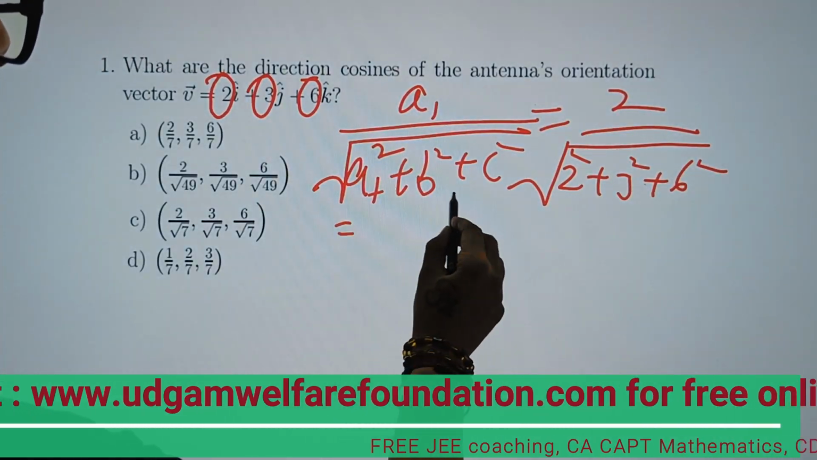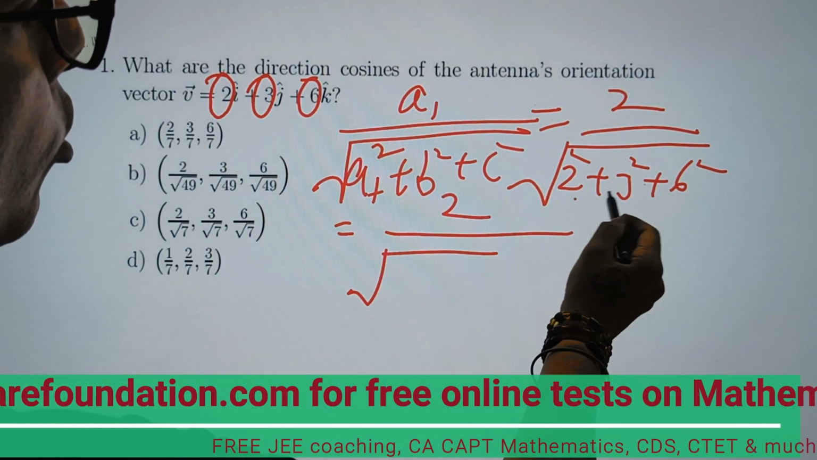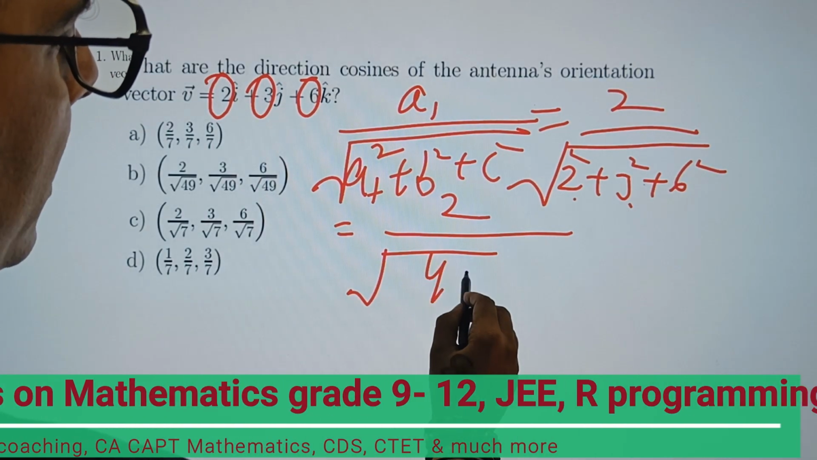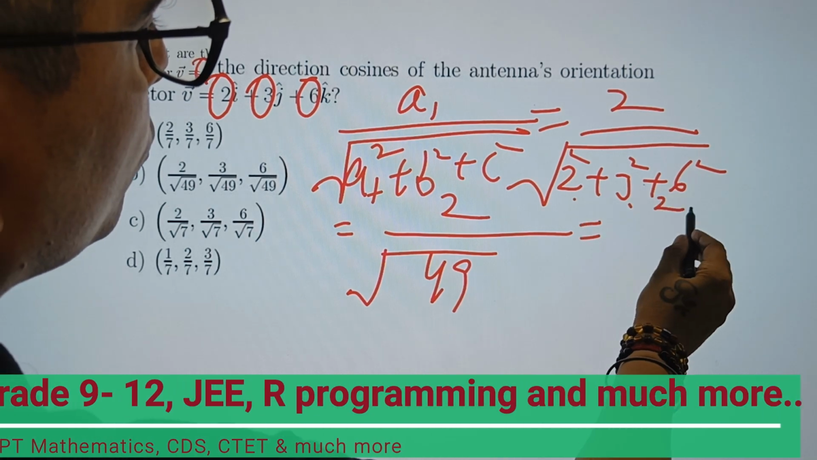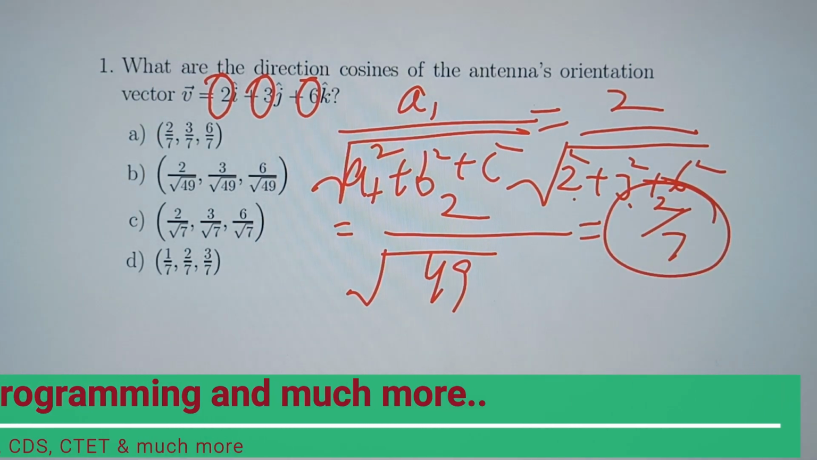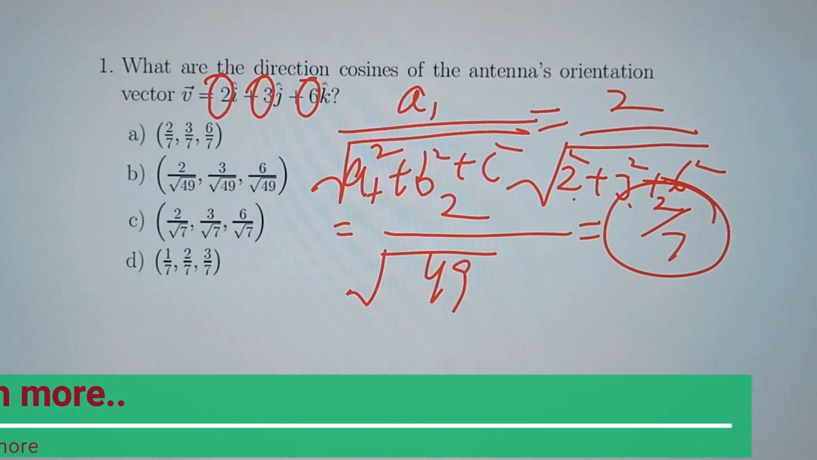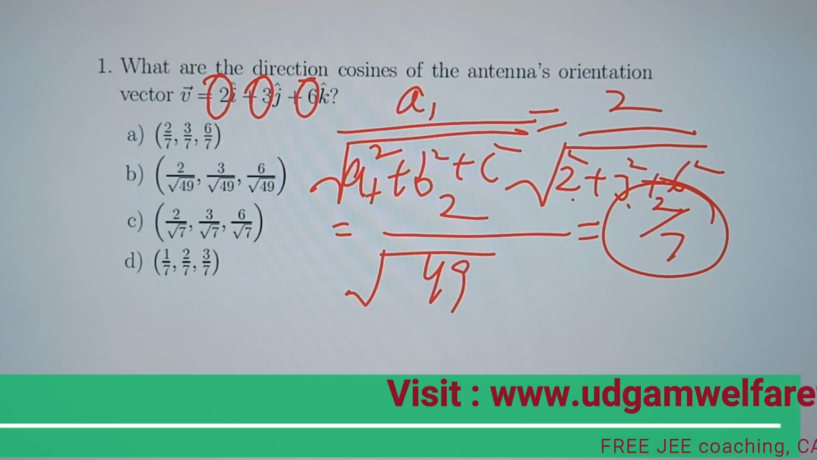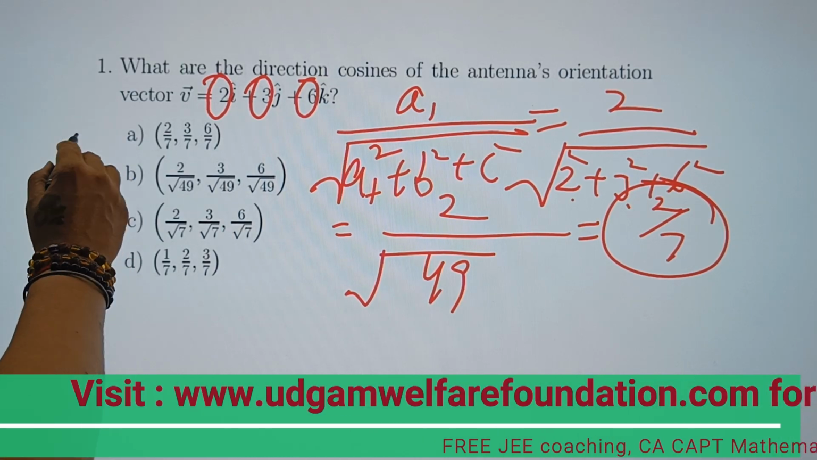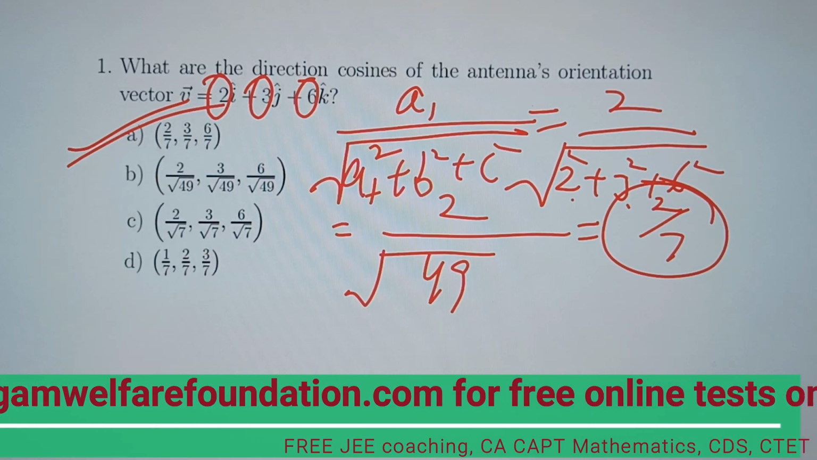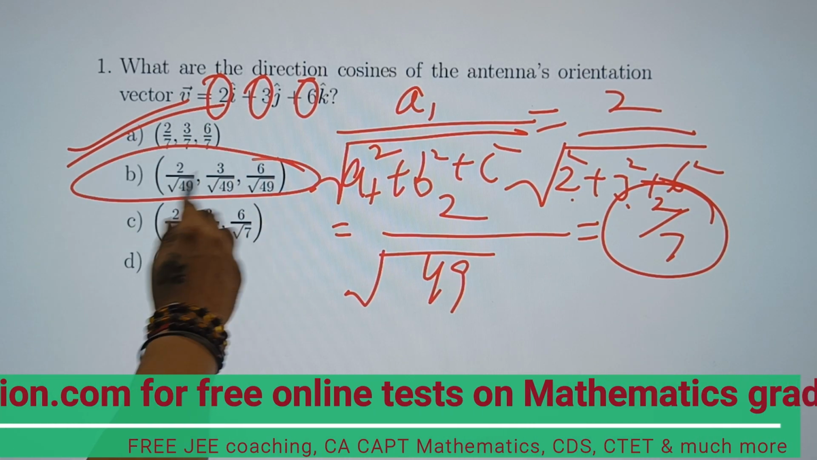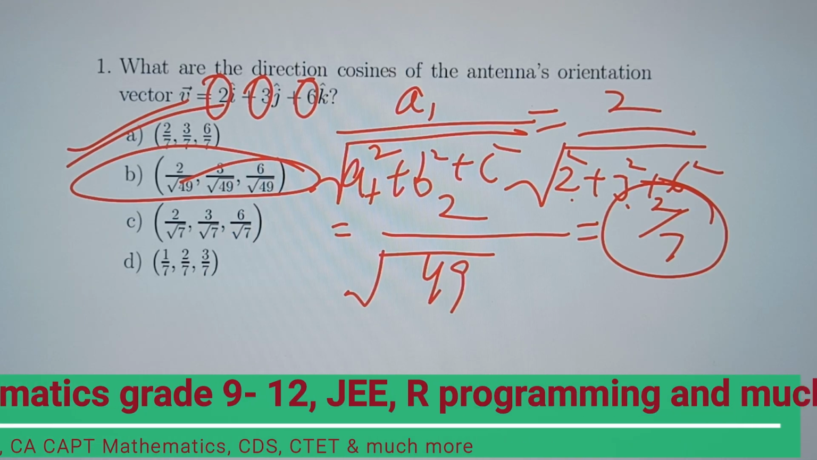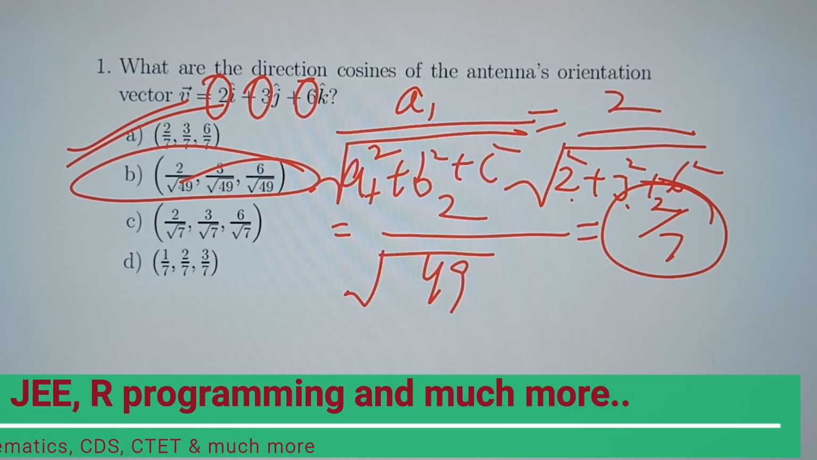Very simple. Now 2 upon root over 4 + 9 is 13, 13 + 36 is 49, which is equal to 2 upon 7. So the first x coordinate is given by 2 upon 7, or we can say 2 upon root 49. Here we can see that two options are matching our answer, but we can write it like this: 2 upon 7, 3 upon 7 and 6 upon 7, as this may be a typo error. Not an issue, but we have understood how to tackle such a question or how to find the direction cosines of a vector.